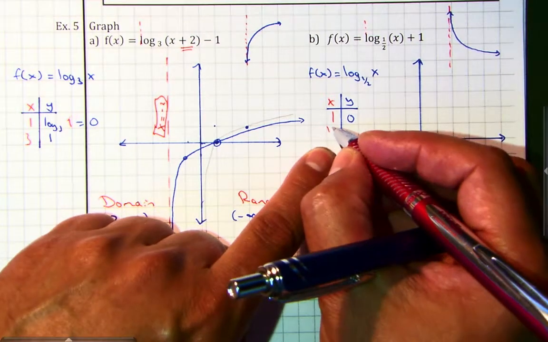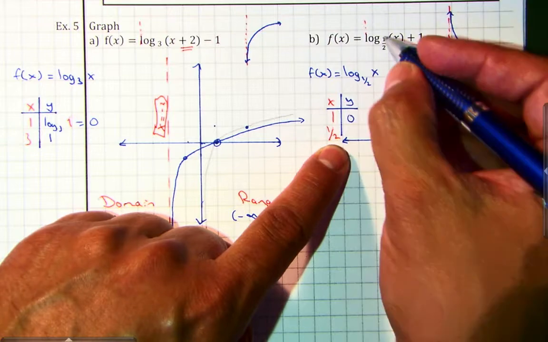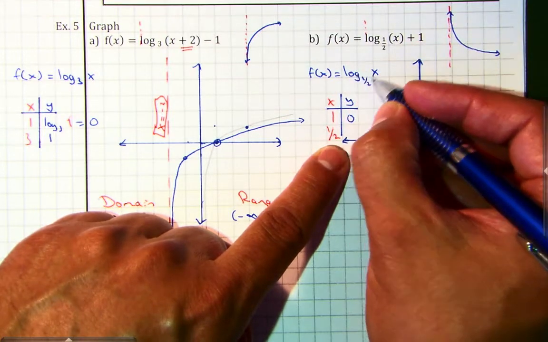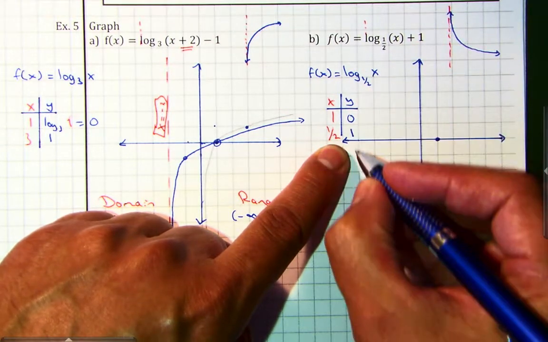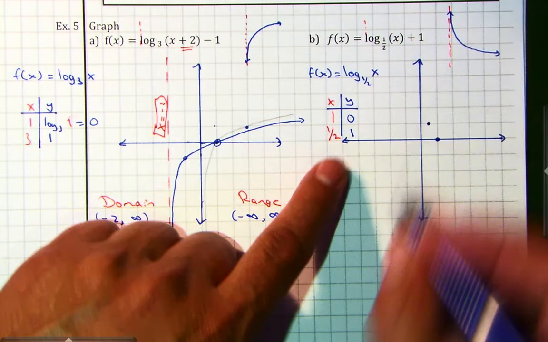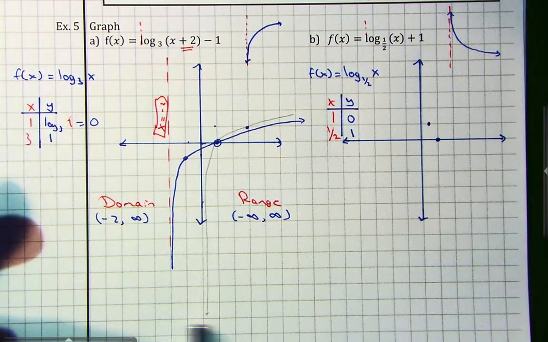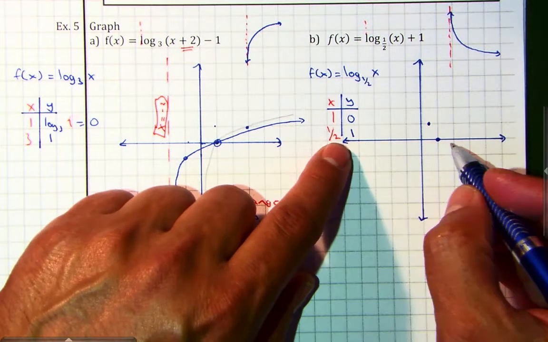1/2. Log base 1/2 of 1/2 gives you 1. So 1/2 gives you 1. And that's how we get that shape. So if I was going to graph, now you can plug in more values. You can actually plug in a 4 if you want, or plug in a 2.